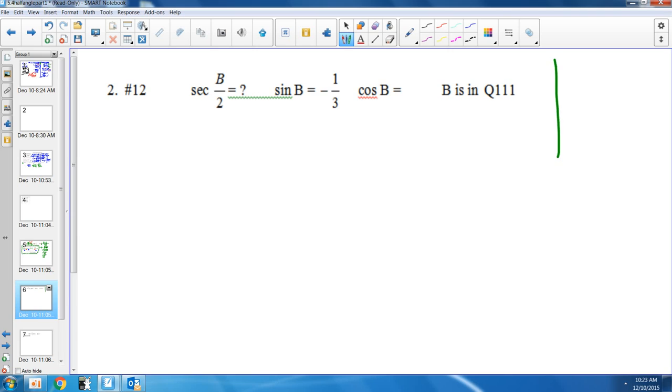First thing we're going to do is draw it. We're in the third quadrant. Sine B is going to be 1 over 3, which means it's 1 over 3. If I were to figure this out, that's going to be square root of 8, using Pythagorean theorem. Means the cosine of B is equal to negative square root of 8 all divided by 3.